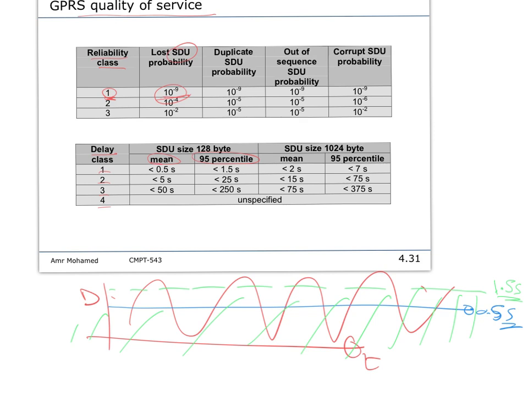Of course, class 4 here talks about unspecified, which means that it's actually best effort. So there are no delay guarantees here. It's best effort. Best effort means that I will try to deliver this, but the delay is not actually controlled or constrained in any way. Okay?